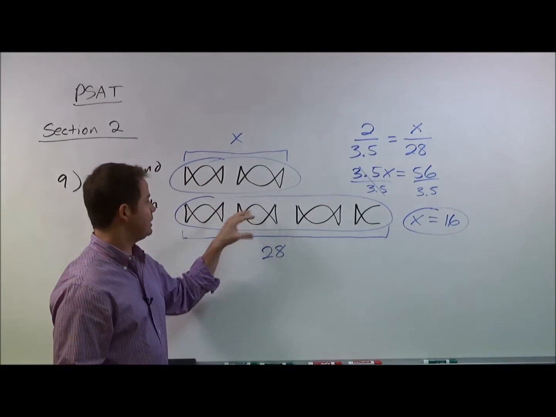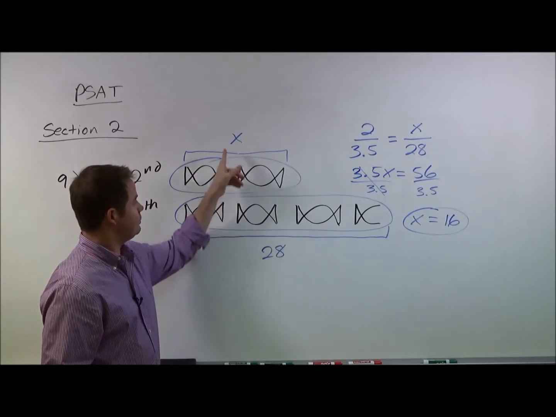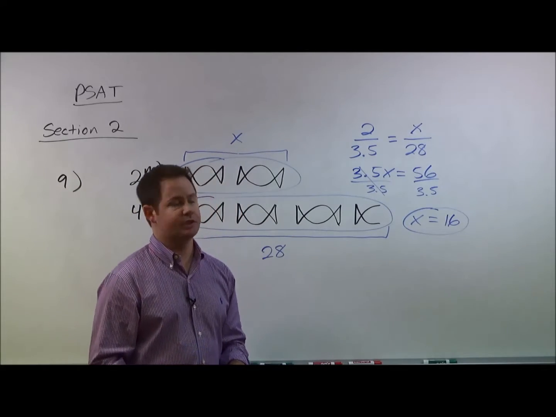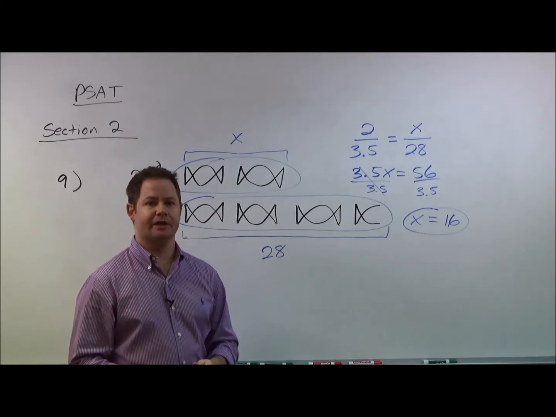So remember, proportions: if you have 4 values, 1 of them is an unknown. 3 known, 1 unknown. Set up a proportion, cross multiply, and divide, and you'll have your answer.